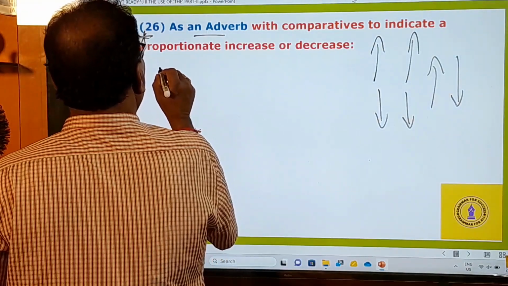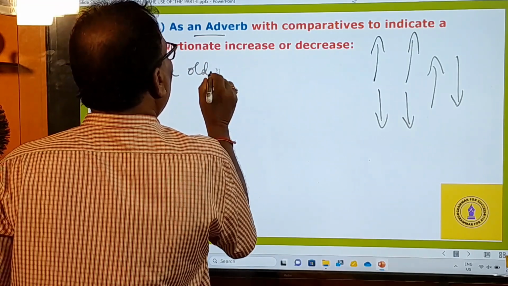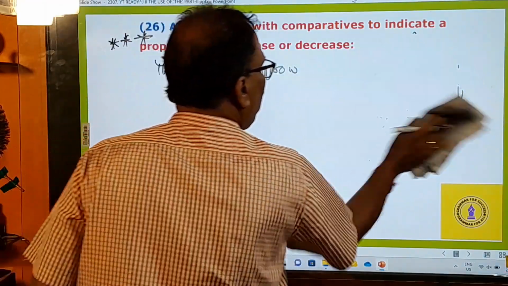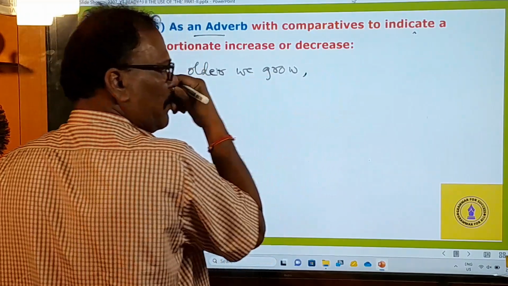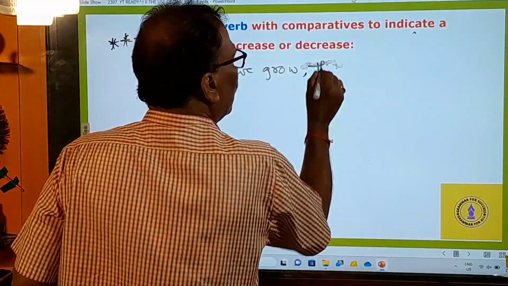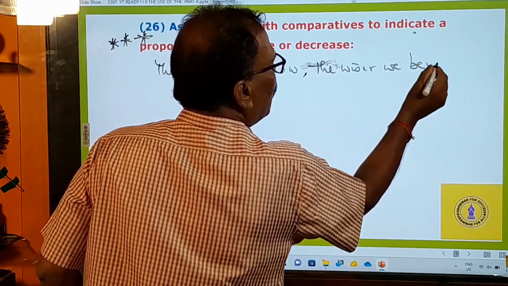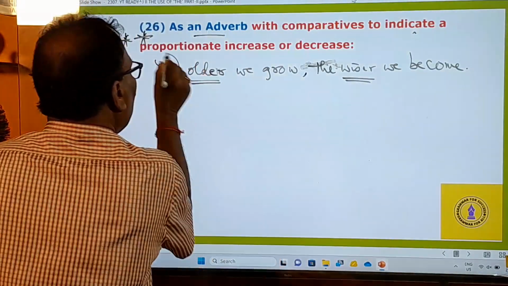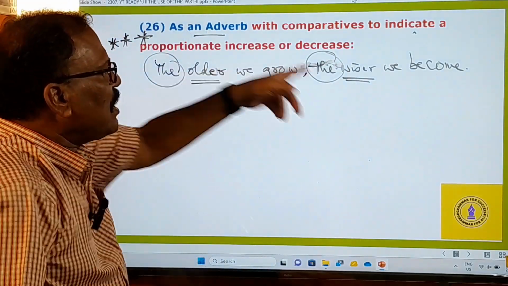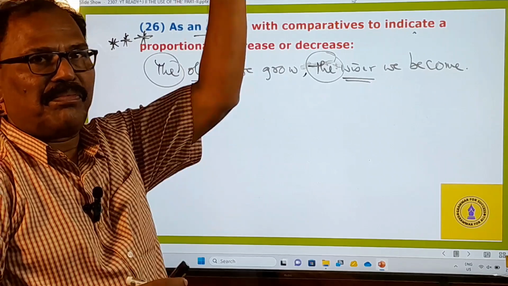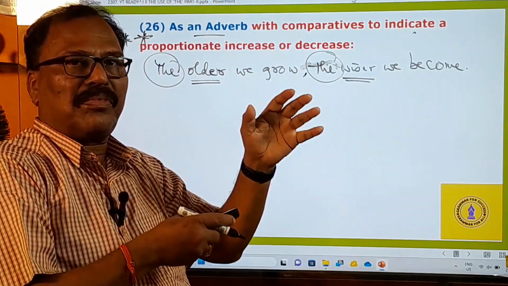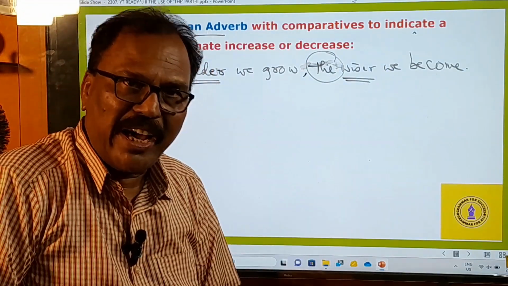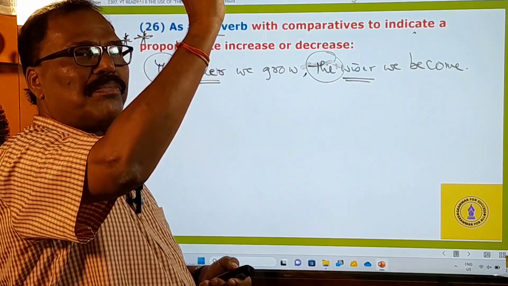For example, here I will give you the older. With two examples, I make it clear to you. Please watch this. The older we grow, comma, the wiser we become. Look at this example. Older is a comparative adjective, wiser is a comparative. Here one time, here one time. The sentence structure itself is like this. As we grow older, in the same manner, we become wise. The older we grow, the wiser we become.